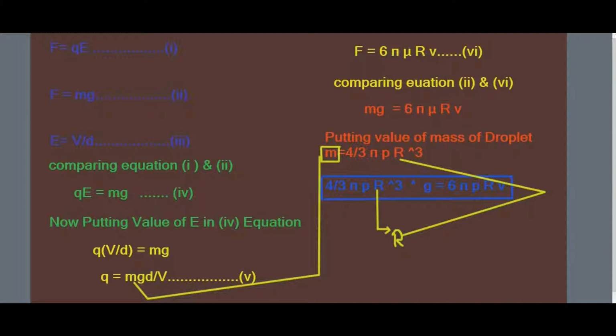Millikan got the charge on the electron as Q equals n e, where n is an integral multiple of any number, and he found the charge on the electron as 1.6 multiplied by 10⁻¹⁹ C.